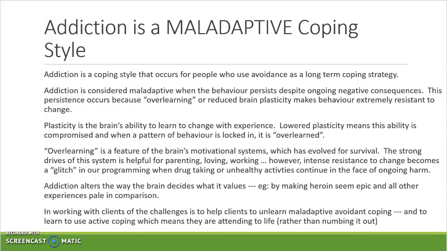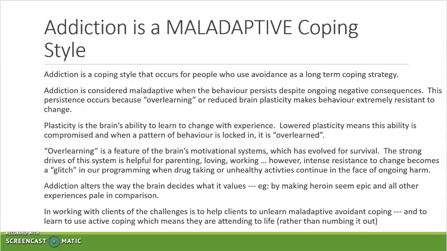Overlearning is a feature of the brain's motivational systems, which has evolved for our protection and survival. The strong drives of this motivational system are really helpful. It drives us to do better parenting, to love well, to achieve in our study and work. However, intense resistance to change becomes almost like a glitch in our programming when drug taking or unhealthy activities continue in the face of ongoing harm and negative consequences. Addiction alters the way the brain decides what it values. It makes things like heroin and cocaine seem epic and all other experiences pale in comparison.